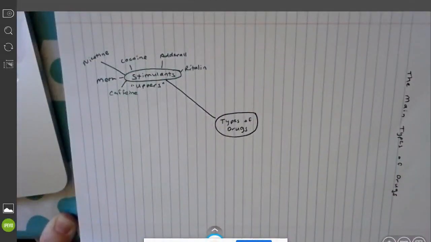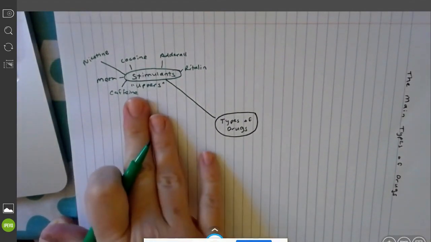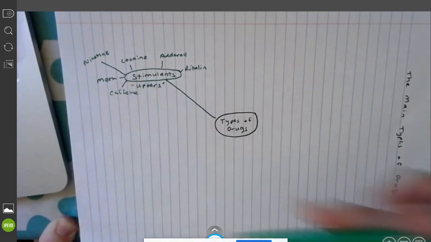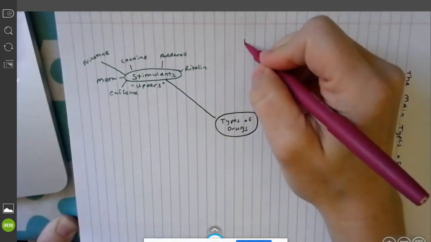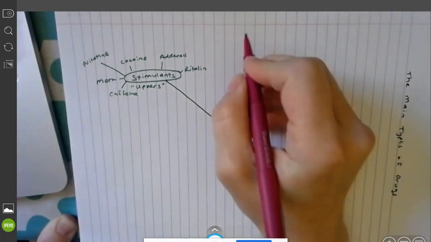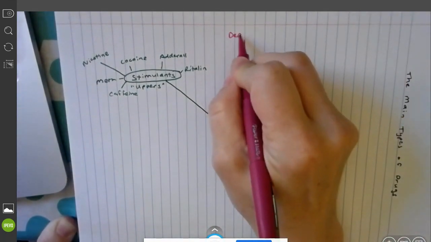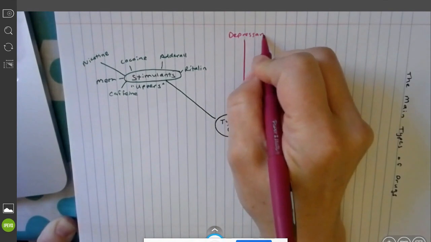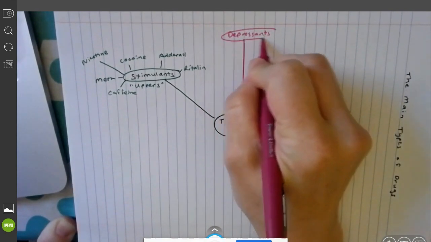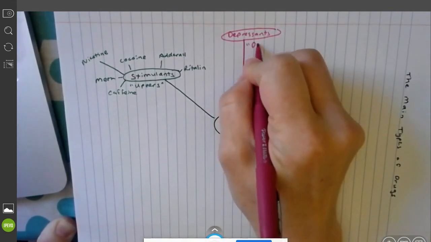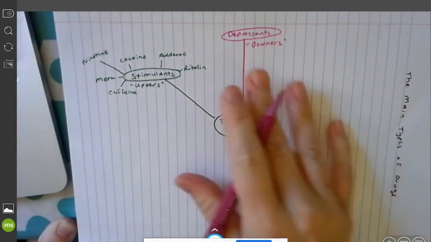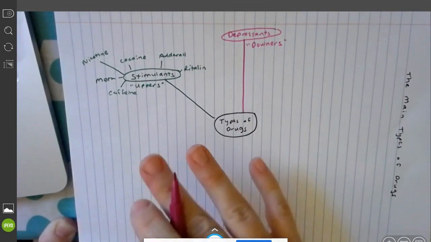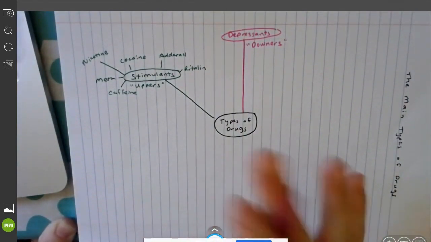Let me see if I want to add anything. No, I just want to keep this general. These are your uppers. They're going to speed up your body. So the opposite of that is going to be your depressants. These are going to be your downers. They're going to slow everything down: your heart rate, your breathing rate. They're relaxing, muscle relaxers, etc.